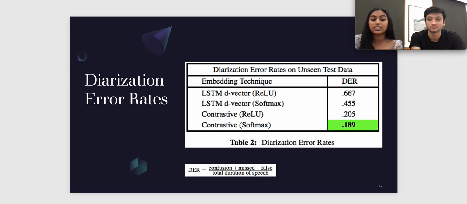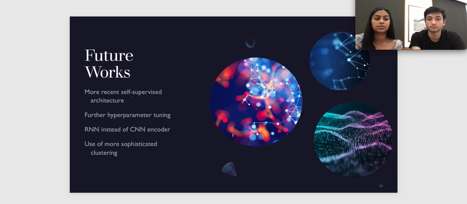Overall, we found that our contrastive method did much better than our LSTM, and softmax did much better than ReLU, likely because the former is more expressive than the latter. Our best model achieved a DER of 0.189. State of the art has DERs of 0.12. This shows that our contrastive softmax approach is promising, because if we use it with a more complex clustering approach, we can probably achieve comparable results.